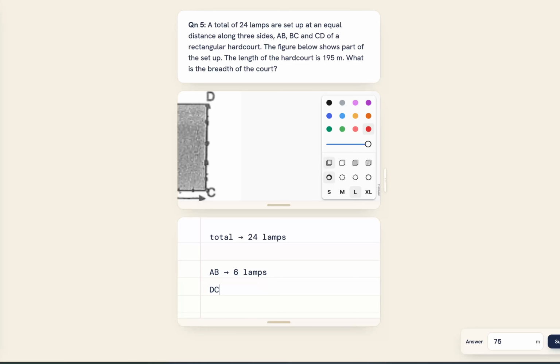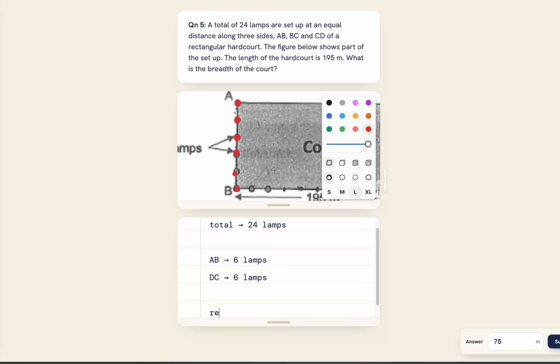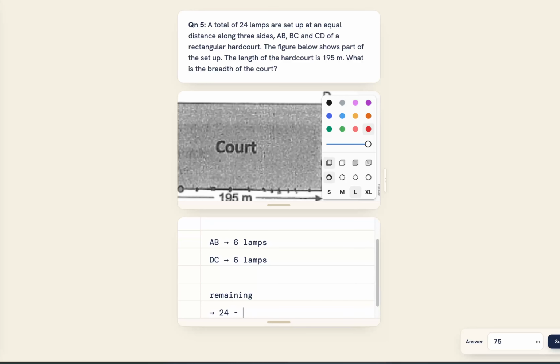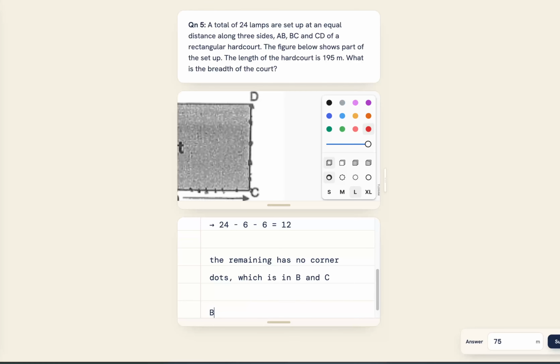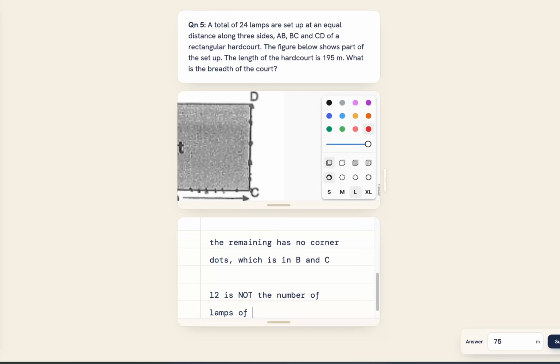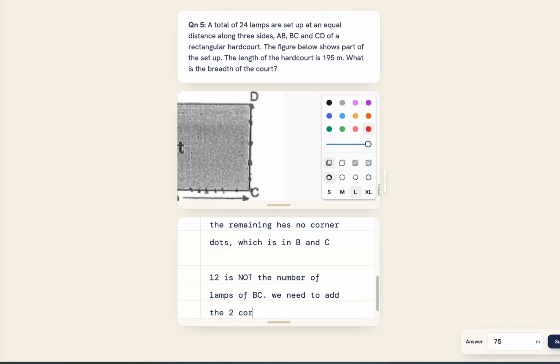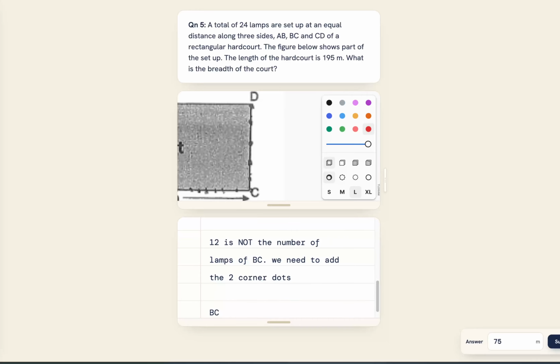And DC will also have 6 lambs. That means the remaining is equal to 24 minus 6 minus 6, and this will be 12. The remaining itself has no corner dots. It's in B and C. So 12 is not the number of lambs of B and C. We need to add the two corner dots. So therefore, BC is equal to 12 plus 2, which is 14.